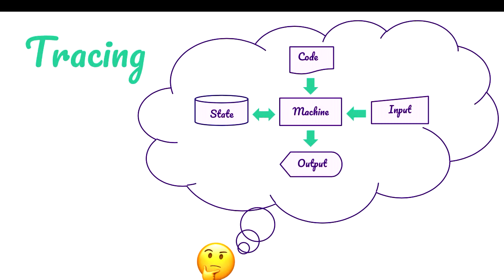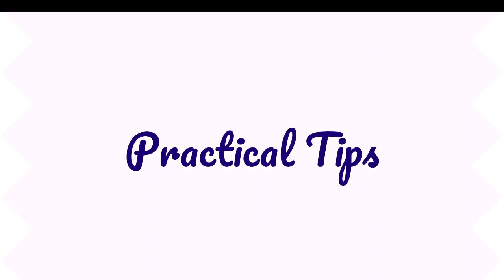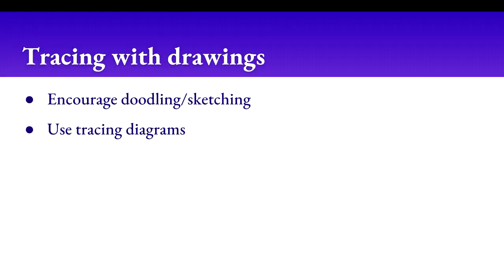When we're tracing, students have to run this quite complex model in their head. No wonder it's so hard. If students have to model code going into a machine, the machine executing that code, the machine modifying state and variables, it receiving input, we're going to need a lot of help to get those students able to do that and able to trace as experts and not just as novices. So I've got some practical tips to help students develop their skills in tracing.